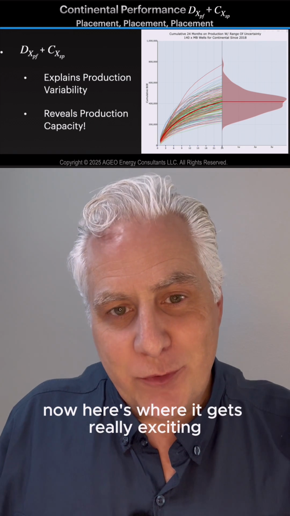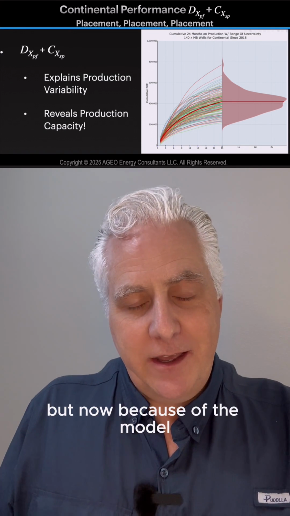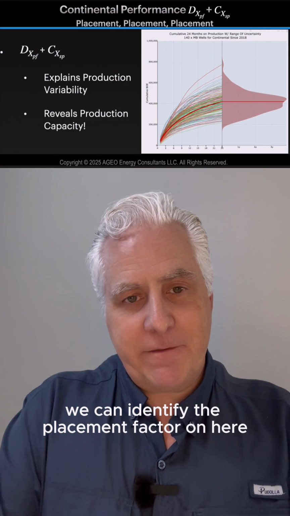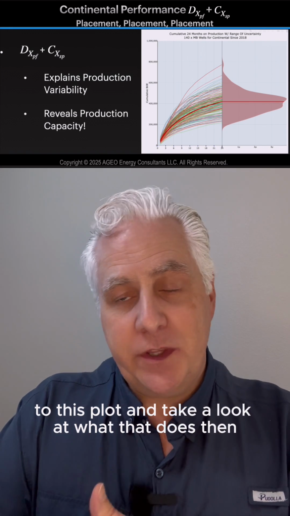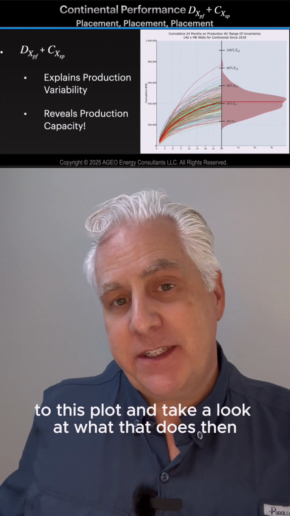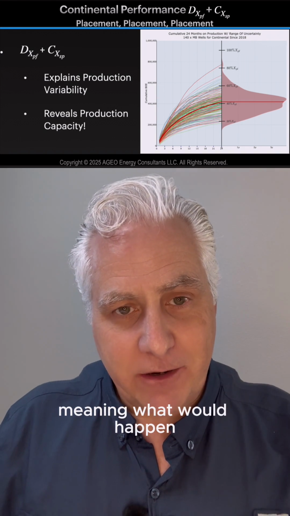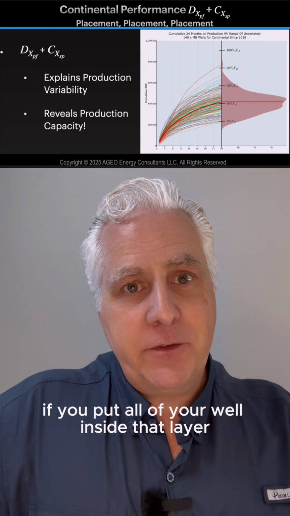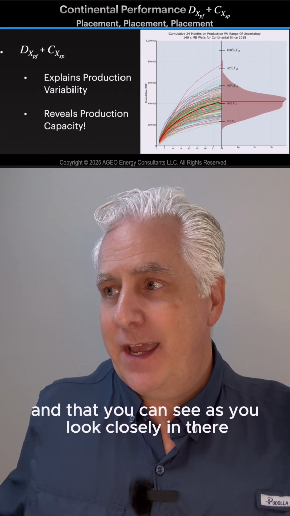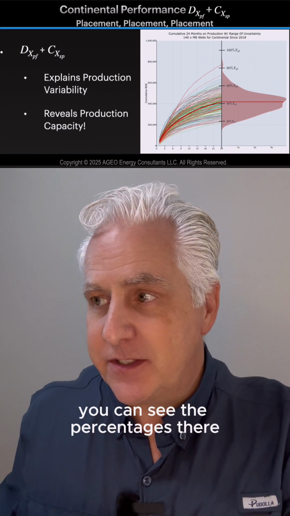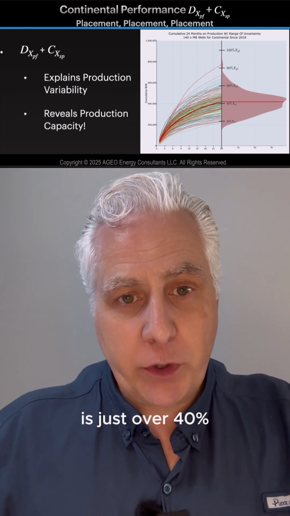Now here's where it gets really exciting. You're looking at the exact same plot we had before with the range of uncertainty on it. But now, because of the model, we can identify the placement factor, and we're going to add the placement factor percentages to this plot. Take a look at what that does: it reveals the actual production capacity of that layer. Meaning, what would happen if you put all of your well inside that layer? What would the production be? As you look closely in there, you can see the percentages. And what we find is that the P50 number that they have is just over 40%.